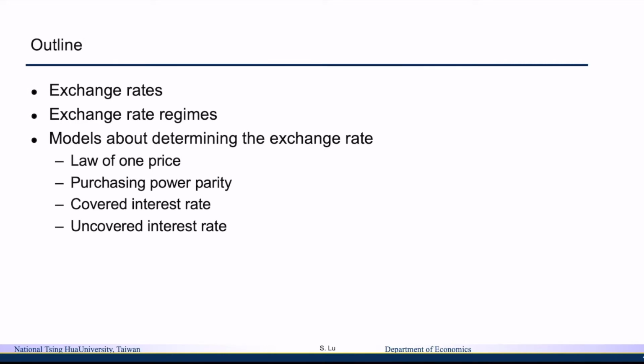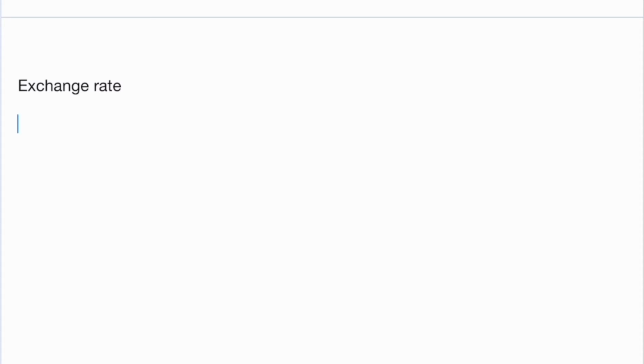Therefore, the outline for today is as follows. We want to first talk about exchange rate, and then we are going to talk about exchange rate regimes, and then we are going to talk about formal models for determining the exchange rate. Now we want to talk about exchange rate.